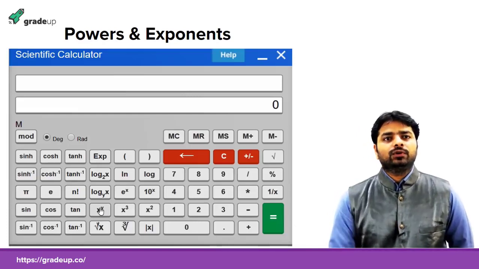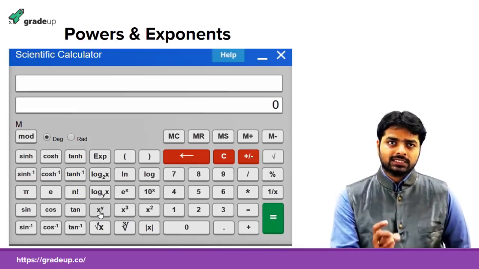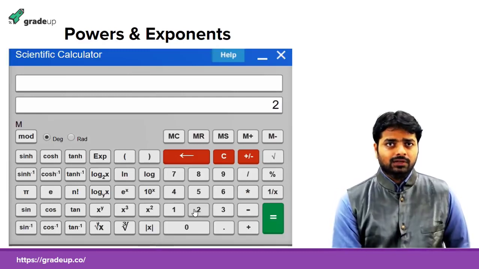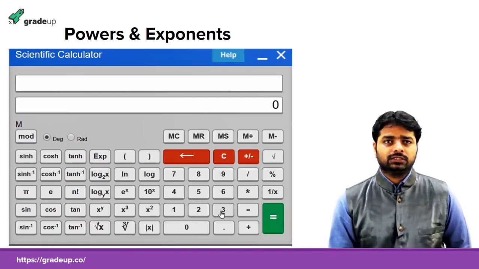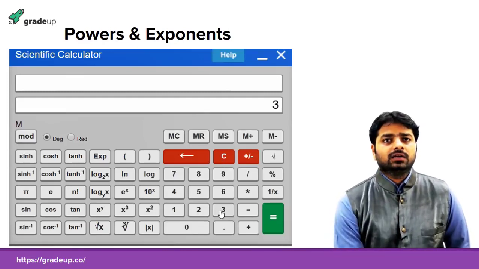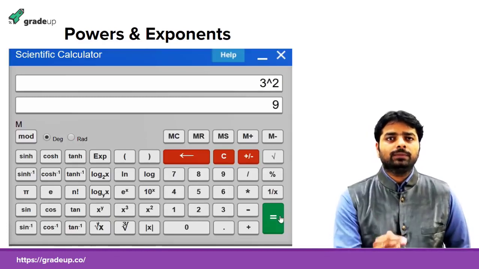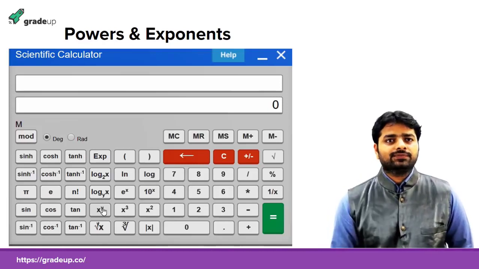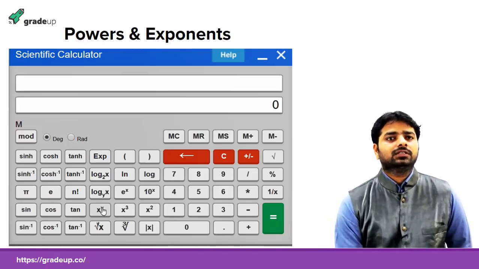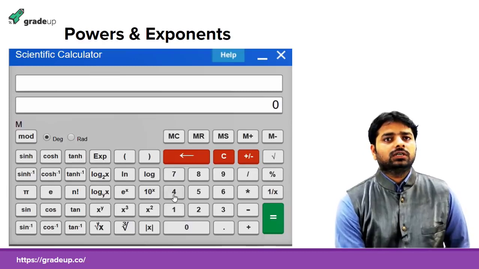Now x to the power of y, you need 2 inputs to enter. So first enter x, then press the key, then press y. So first I am going to press 2, then press x power y, then 3. So 2 power 3 will be calculated. Similarly, 3, press x power y, then 2. So 3 power 2 will be calculated as 9. So that is x to the power of y. So press x first, then the key, then press y. Then press equal to see the output.